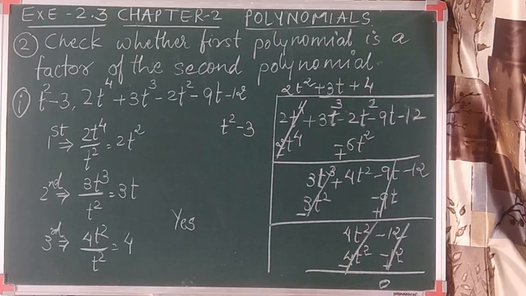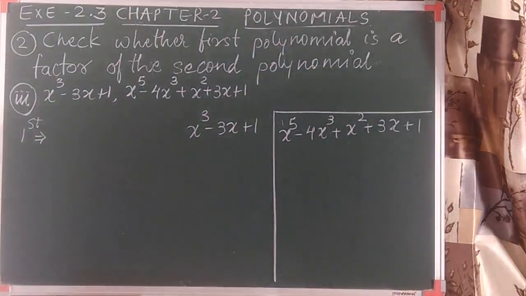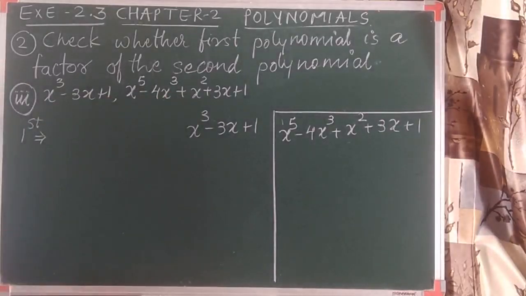Let us continue with the same kind of question. Again we have to check whether the first polynomial is a factor of the second polynomial or not. Again we'll use the long division method, and if we get 0 as a remainder, we can say yes. If it is not, we can say no.